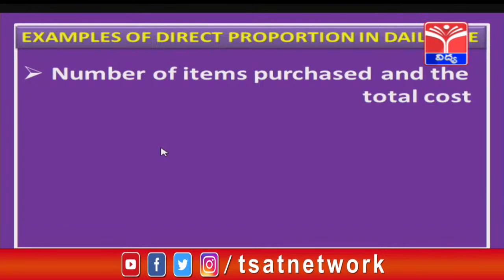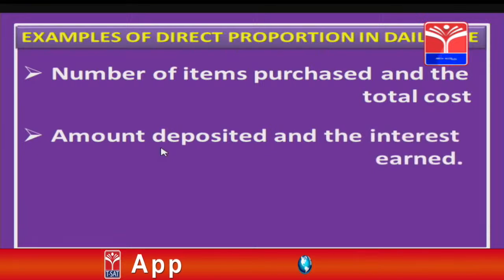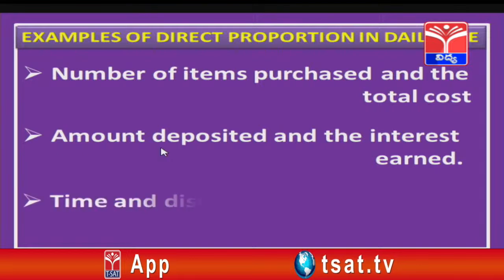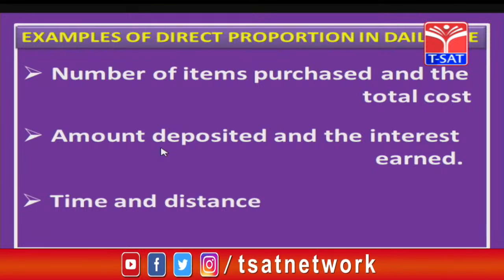Let us see some examples of direct proportion in our daily life, children. The number of items purchased and the total cost are in direct proportion. Not only that, the amount deposited in a bank and the interest earned are also in direct proportion. And time and distance. If the distance is more, the time taken is also more. If the distance is less, the time taken is also less. So, they are said to be in direct proportion.